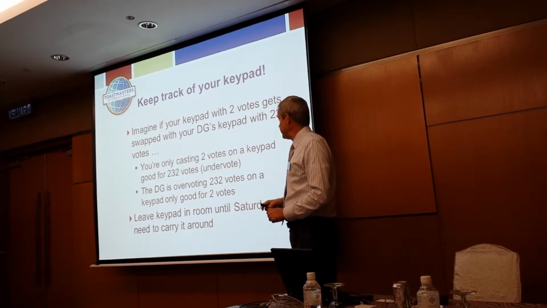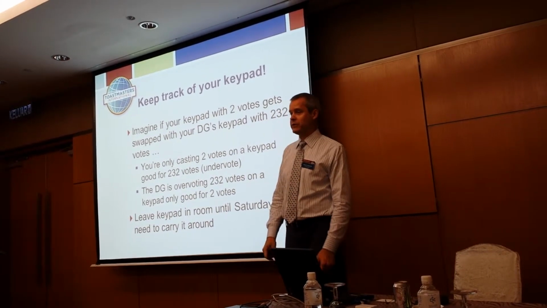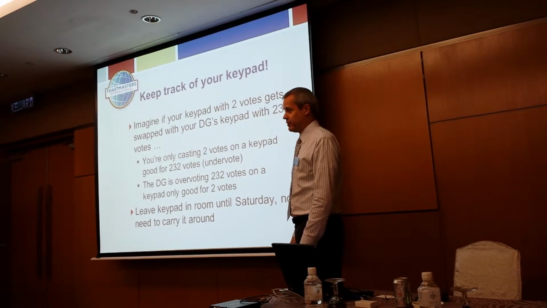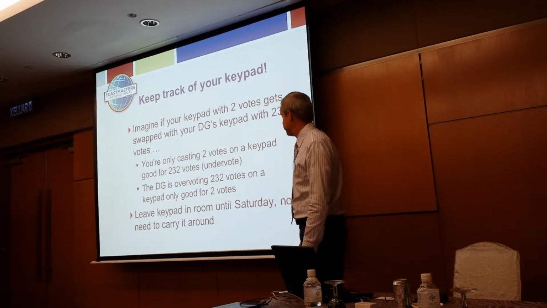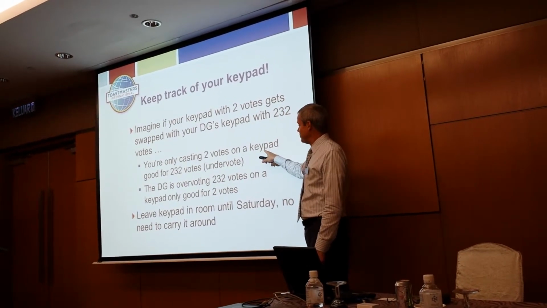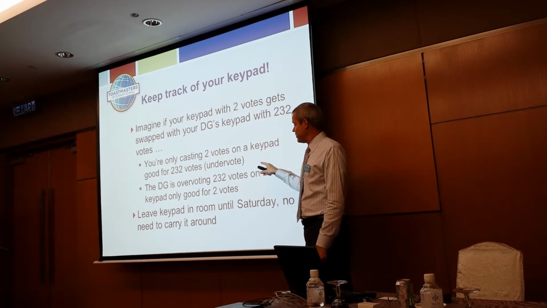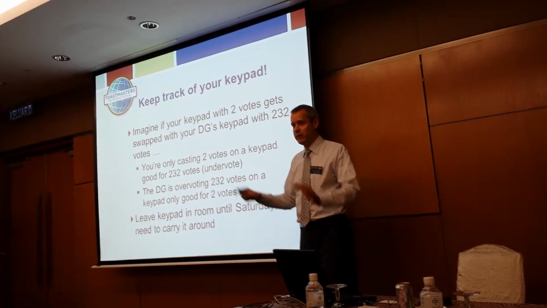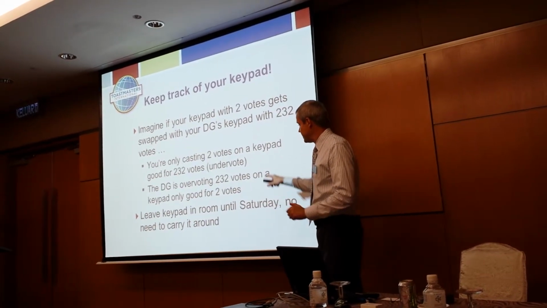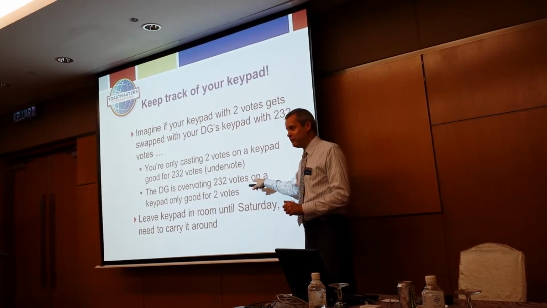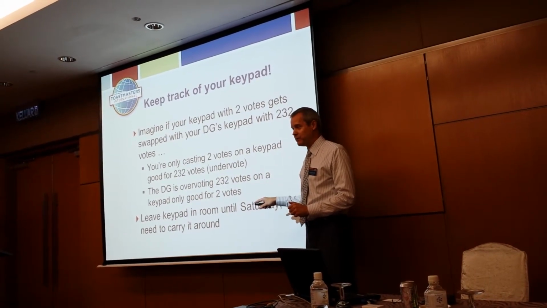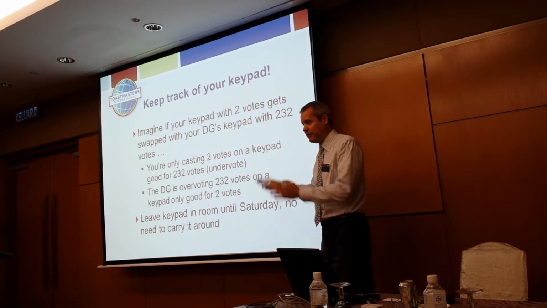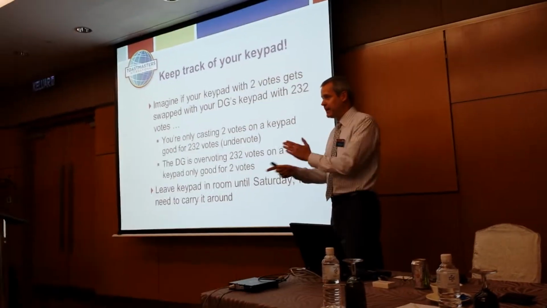Imagine if your keypad with 2 votes gets swapped with your district governor's keypad that's good for 232 votes. Bad things happen. You're only casting 2 votes on a keypad that's good for 232 votes. Massive undervoting, wasted votes. And the district governor is trying to cast 232 votes on a keypad that's only good for 2 votes. Massive overvoting. And they're voided out then. They do not cancel each other out.